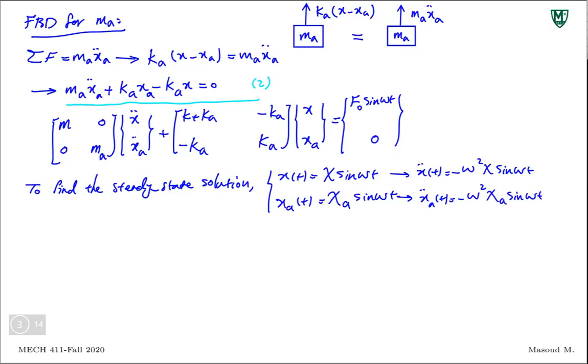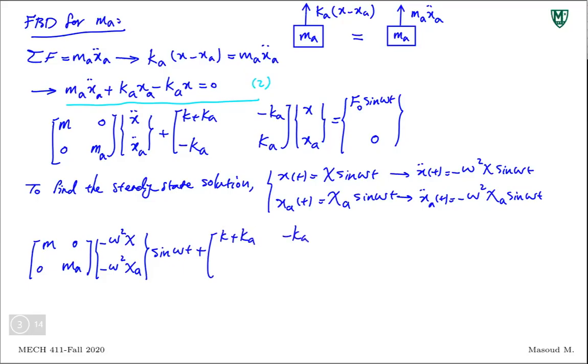I'm going to plug these into my equation in matrix form. Let's write it this way. That'll be M 0 0 Ma times x double dot, let's write it as minus omega squared x, minus omega squared xa. I'm going to take sine omega t out. Plus the stiffness matrix, K plus Ka, minus Ka, minus Ka, and Ka, for x, I'll put x and xa and take sine omega t out, is equal to, well, on the other side, I can write it as F naught 0 sine omega t. It's a vector multiplied by a constant, so every component gets multiplied by it. If you do the multiplication, we can take the sine omega t into the vectors, and each component would be multiplied by that.